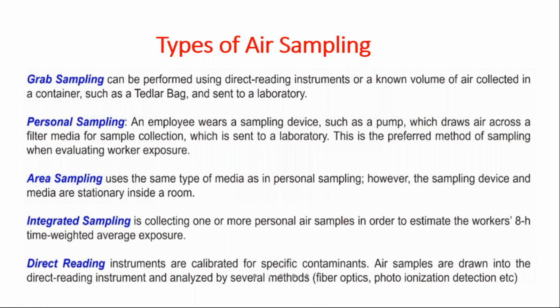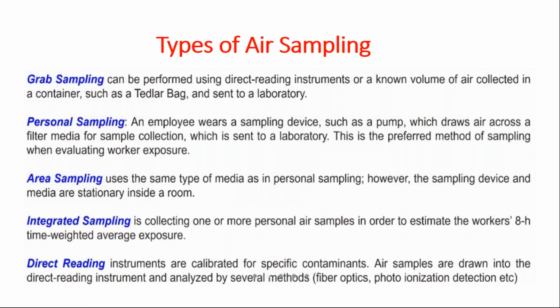Please elaborate the difference between area sampling and integrated sampling, because in sampling we use some instrument. So if the concept of these two is clear, then we can use the instrument accordingly.